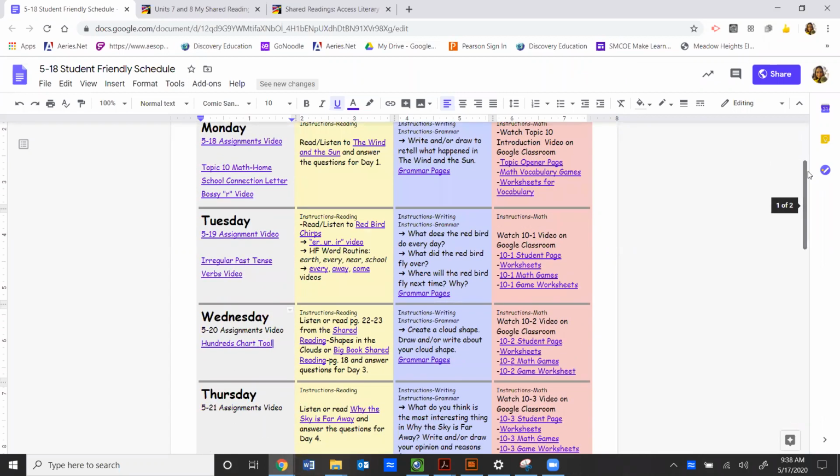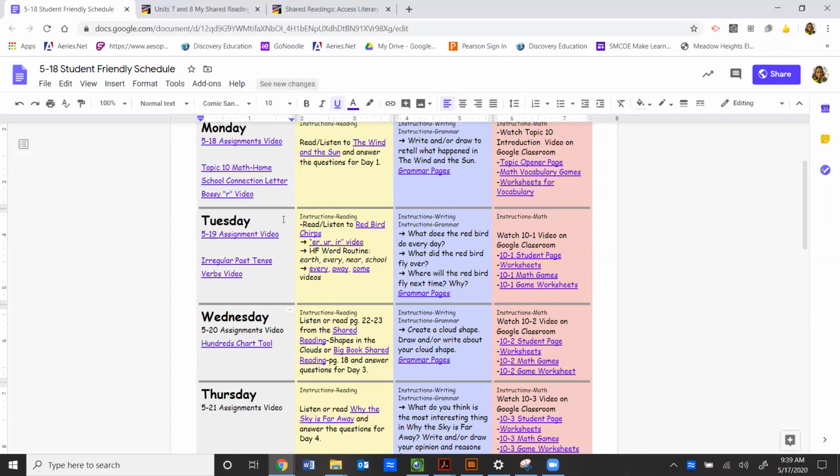All right, let's take a look at our reading assignments. So we are going to listen or read pages 22 through 23 from the shared reading. The name of the text you will be reading is called Shapes in the Clouds. You can also look at the big book portion of this. So you have two choices, the shared reading student book or the big book shared reading.